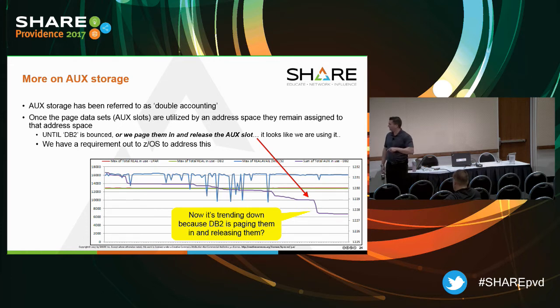In this example, like I said, using the IFCID 225, I can track my auxiliary storage usage, and it's trending down. That means we're actually paging in those exact frames again. So this is probably a buffer pool, but pages are now being re-referenced from the same object. Usually, though, this number just climbs up and up and up until you bounce DB2.